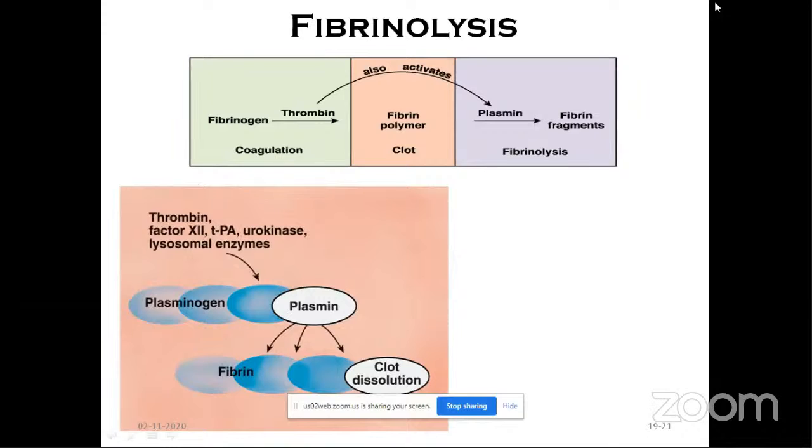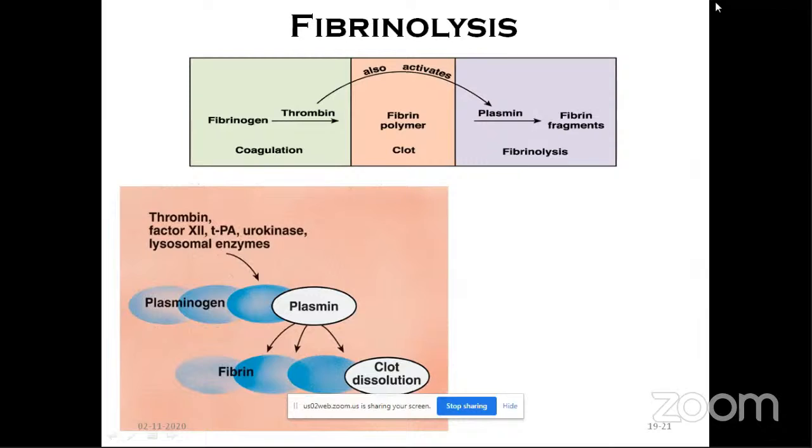So once the clot is formed and it has outlived its utility, then gradually the injury starts healing, and the clotting process stops completely, and the clot is dissolved or it disappears.